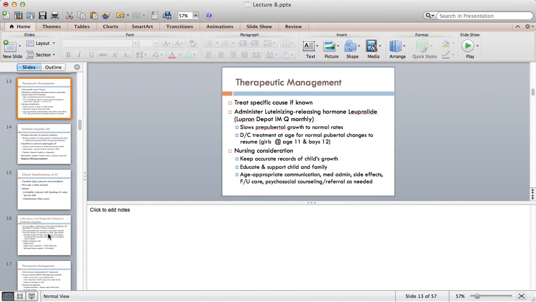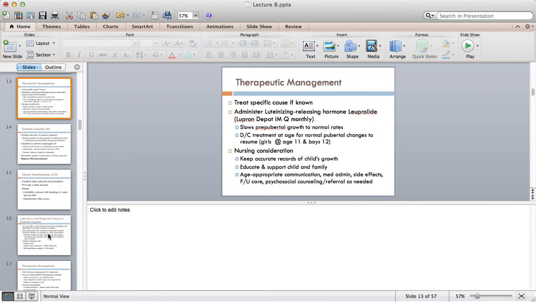Again, this is one of the treatments that they can give temporarily. So you give it until the time that the child reaches the appropriate age for normal puberty to kick in. Then you withdraw the hormone to allow the normal child to grow normally. Okay? So this will aim at stopping the treatment at age 11 for girls and 12 for boys.